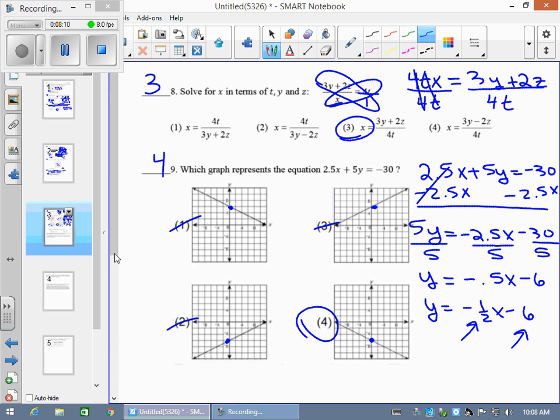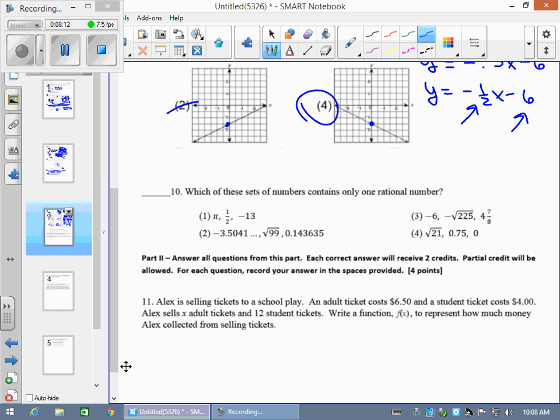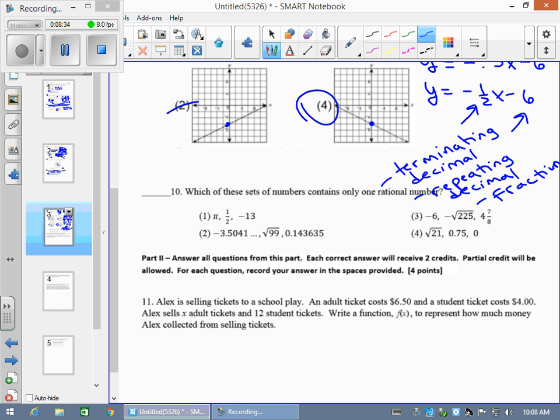Number 10, you have to know the definition of a rational number. A rational number is a terminating decimal, a repeating decimal, or a fraction. The fraction must be made up of integers.